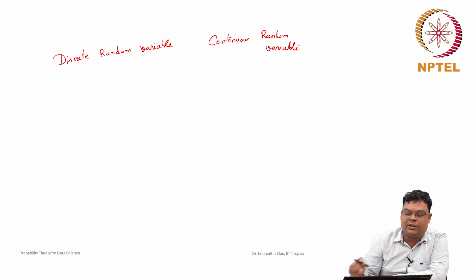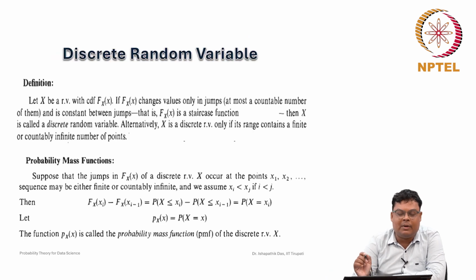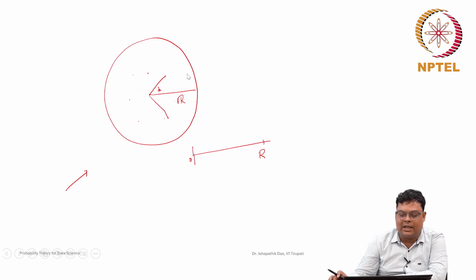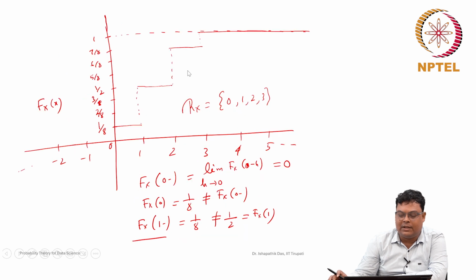So, first we will discuss what is a discrete random variable. A discrete random variable is one where, if you see the CDF, the cumulative distribution function, the values change only in jumps. That is why we first discuss this example. You can see that this distribution function is constant up to 0, where it is 0. At 0 the value changes to 1 by 8, and then it is constant again up to 1. From 1 the value is 1 by 2, constant again, and from 2 it is again constant at 7 by 8. So, it is like a staircase.